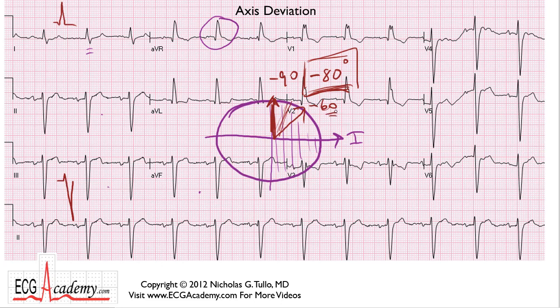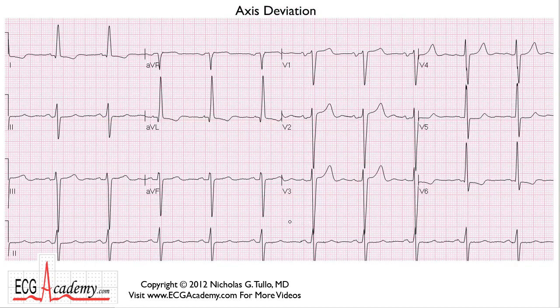But we'll talk about anterior hemiblocks and why it looks this way later in this course. I just want you to get comfortable with determining the QRS axis. In this case, it's about minus 80 degrees. All right, here's another example.